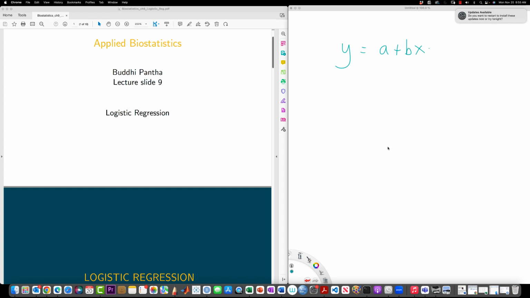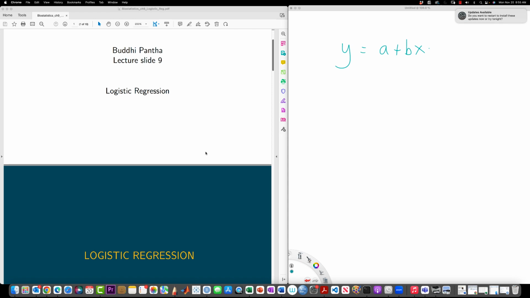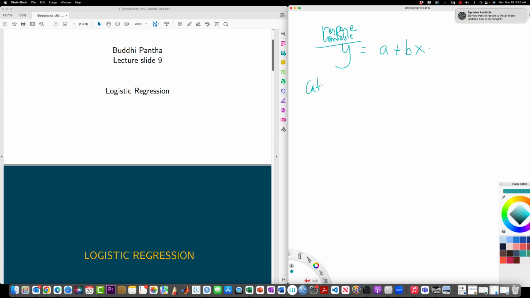So let us talk about the new concept called logistic regression. Logistic regression is basically used if the y, or the response variable, or we call it the dependent variable, is categorical. In all the linear regression, simple linear regression and multiple linear regression, the y variable is numerical. There were numbers in the y variable data, right?